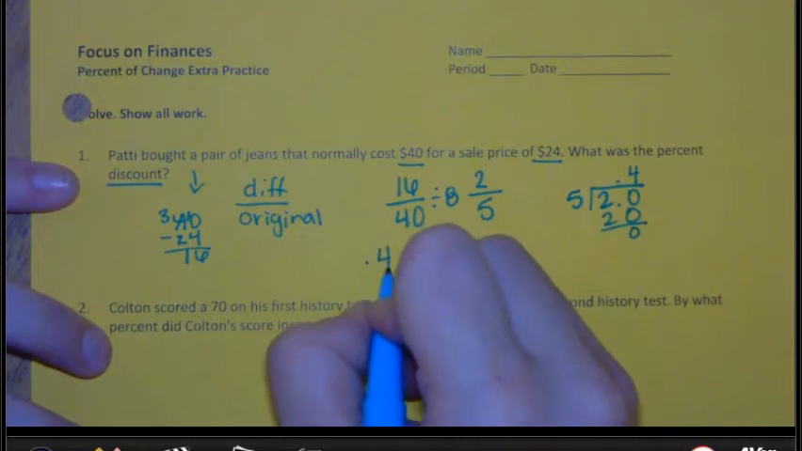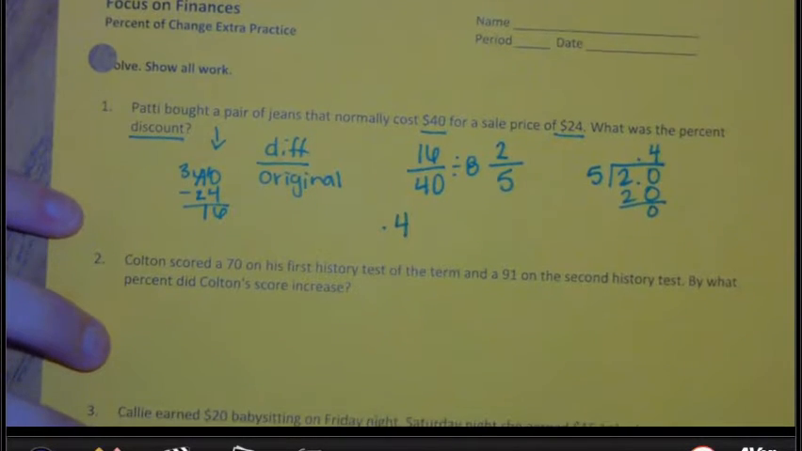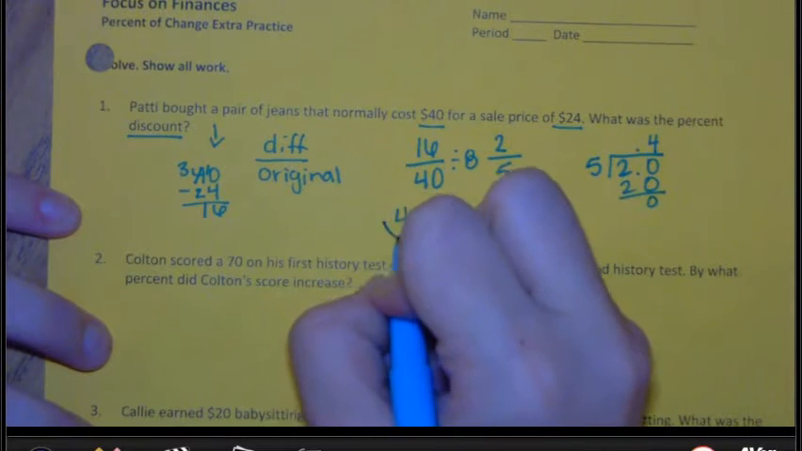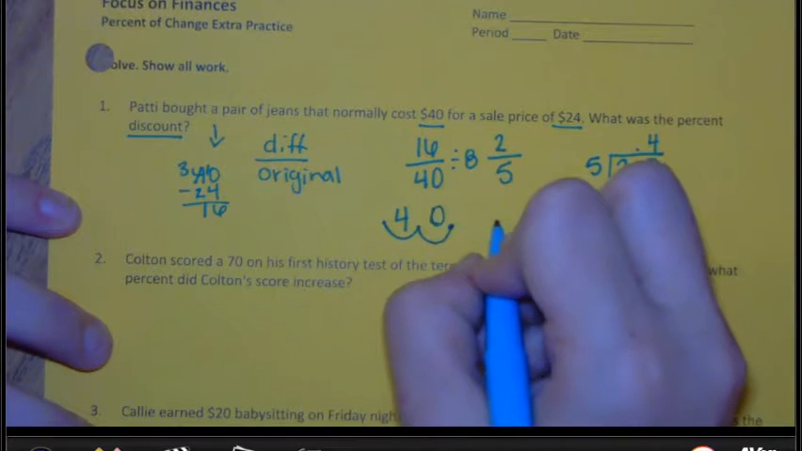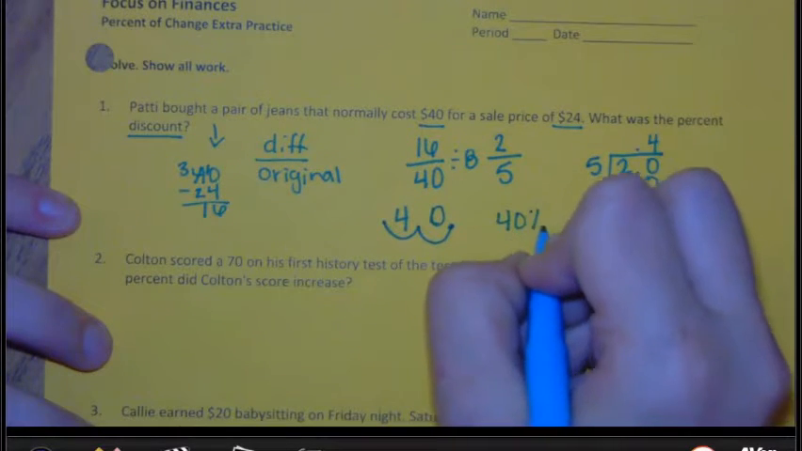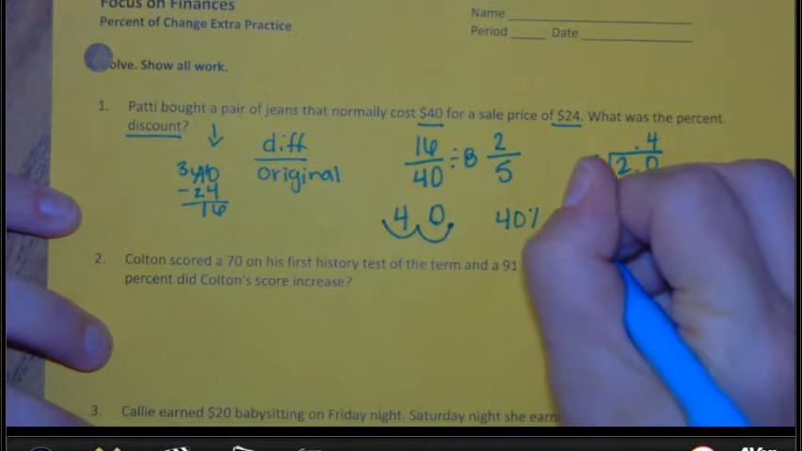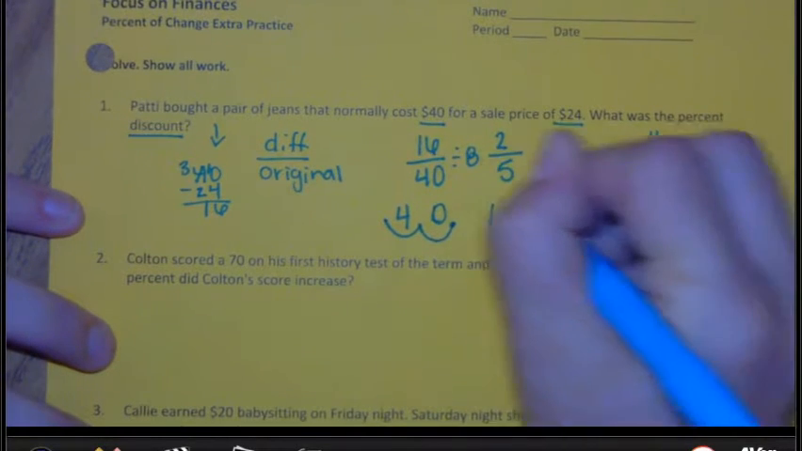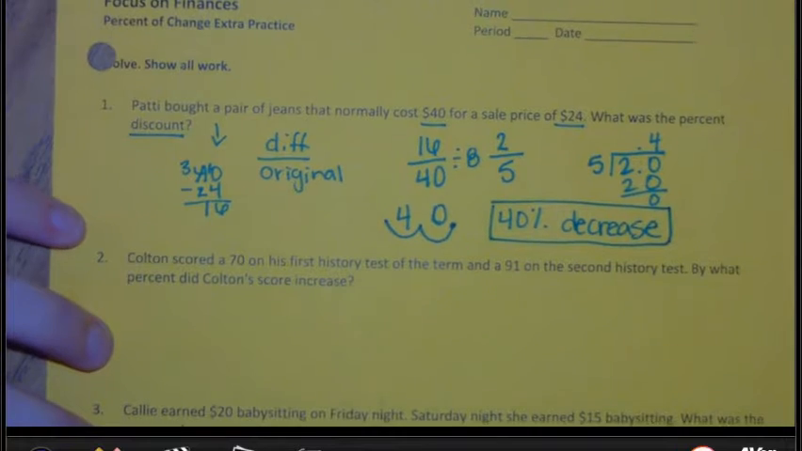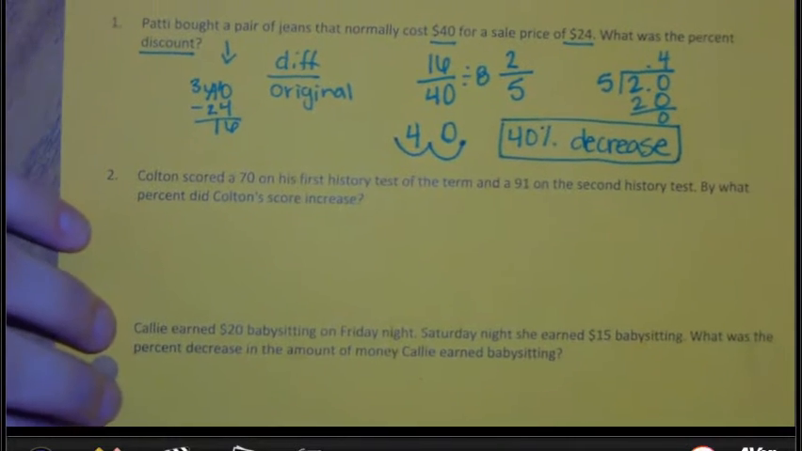Well, I'm at 0.4. Now remember, to take a decimal into a percent, you're going to take your decimal and move it 2 times to the right. Fill in any blank spots with a 0. And your percent is a 40% decrease. 40% decrease.